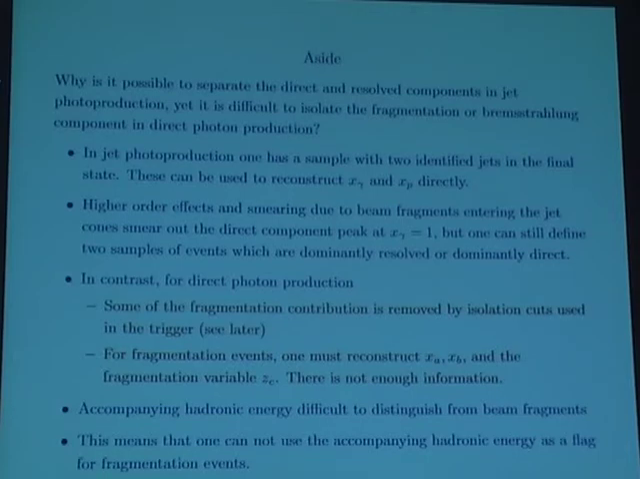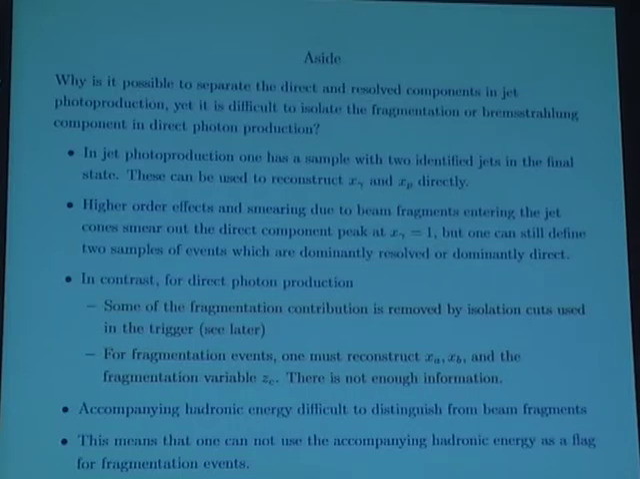Now that was a nice test. You didn't have to rely on comparing to jet production, and you didn't have to rely on two different types of processes. You could slice the data and look at the resolved piece and the direct piece all at once, in the same data set. Why can't you do that with direct photons? Why can't you slice the direct photon data into a fragmentation piece and a direct piece?